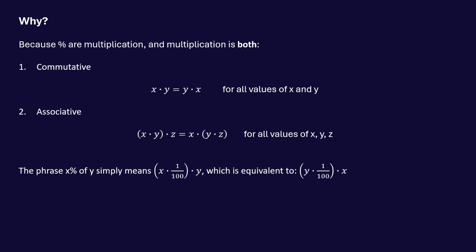And then associative: (x times y) times z is the same as x times (y times z). So the parenthesis does not make any changes to the outcome for all values of x, y, and z. And the phrase x percent of y simply means x multiplied by 1 divided by 100, because percent is just 1/100th. And then that multiplied by y, and that is equivalent to having y multiplied by 1/100th inside of a parenthesis multiplied by x, and I'll show on the next slide why that's the case.